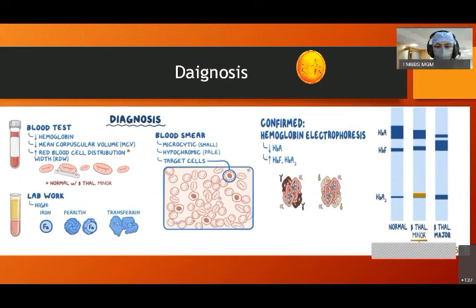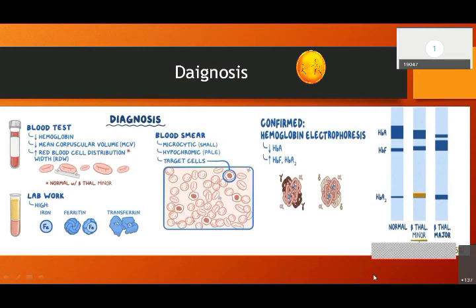Now how do we diagnose thalassemia? First is by blood test. In this, the hemoglobin level decreases, the MCV level decreases, and the RBC distribution width increases. When we check the blood smear, the cells are microcytic, meaning the RBC size is small, and hypochromic, meaning the color changes from red to pale.